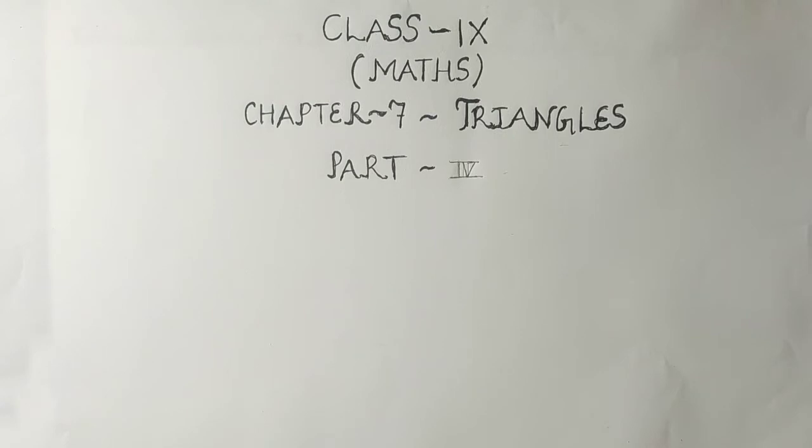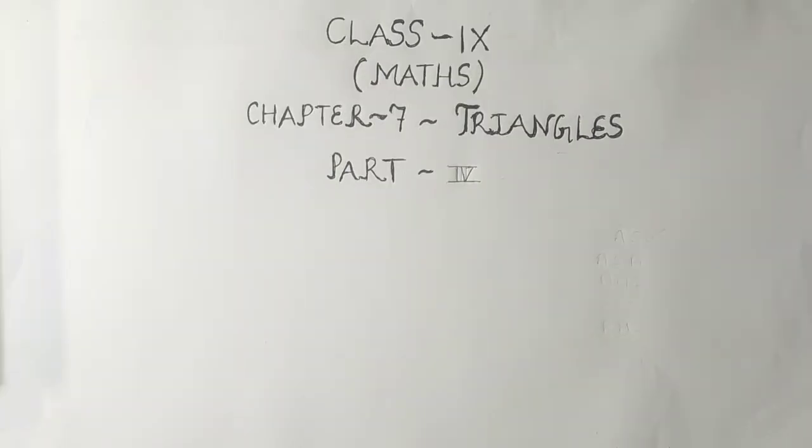Students, in the previous parts, that is in part 1, we have covered the introduction of this chapter, and there we have started a topic, congruency of triangles. In part 2 I have told you that congruency of triangles has a total of 5 criteria. To show that two triangles are congruent, we have a total of 5 criteria.